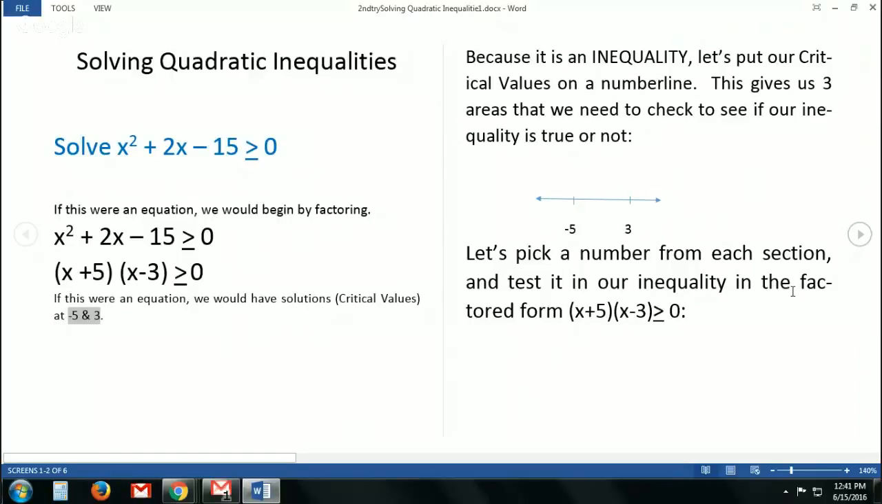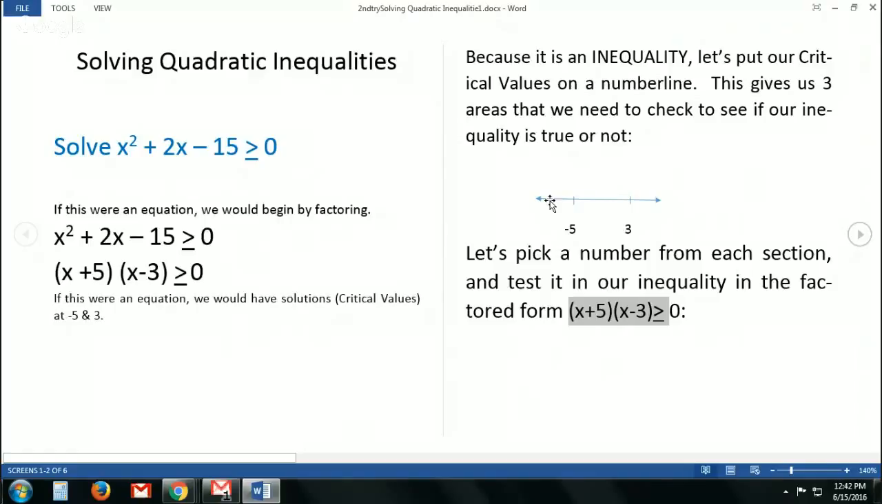Now, I want to pick a number from each of those sections to test in my inequality to see if it gives me a true statement or not. As I do my substituting, I'm going to choose to substitute in our factored form, which was x plus 5 times x minus 3 greater than or equal to 0. Any number that I pick in this left-hand section will work. Anything out here represents the entire section.